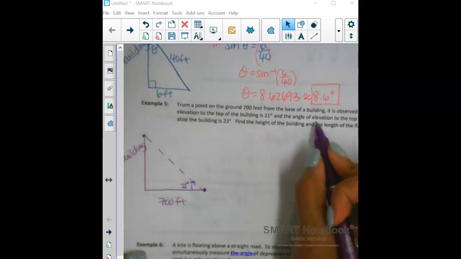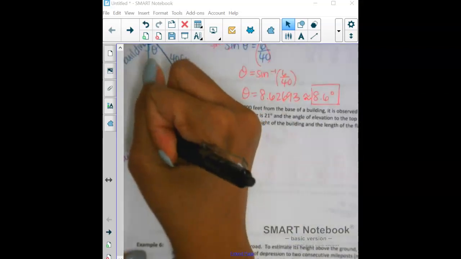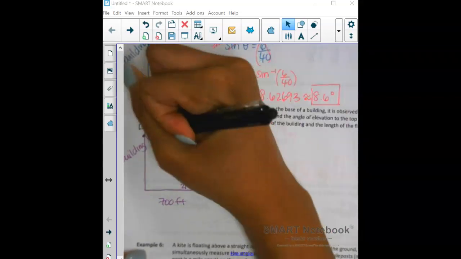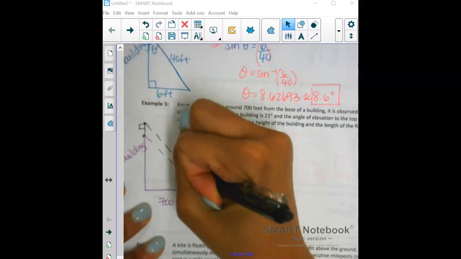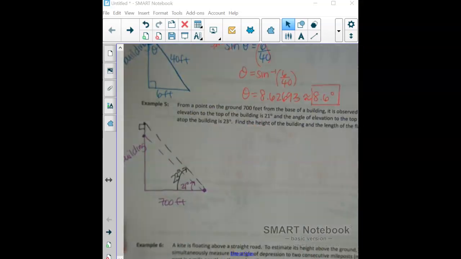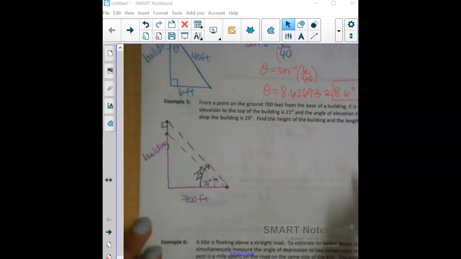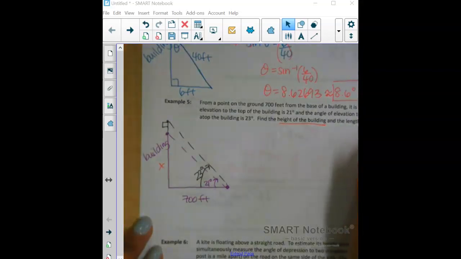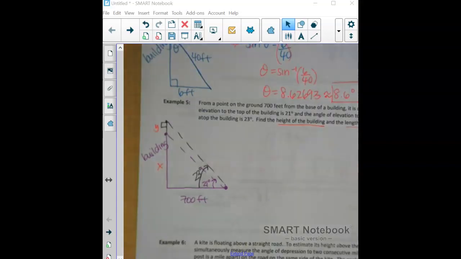It also says the angle of elevation to the top of a flagpole. Okay, now we have a flagpole. Let's put this flagpole at the top of the building. The angle of elevation to the top of the flagpole from that same point is 23 degrees. So here's the top of that flagpole. The angle of elevation is going to be in black. That's 23 degrees. It's asking you to find two different things. It's asking you to find the height of the building. So I'm going to label the height of the building as X. And it's asking you to find the length or height of the flagpole, which I'm going to label as Y. This is what your diagram should look like.